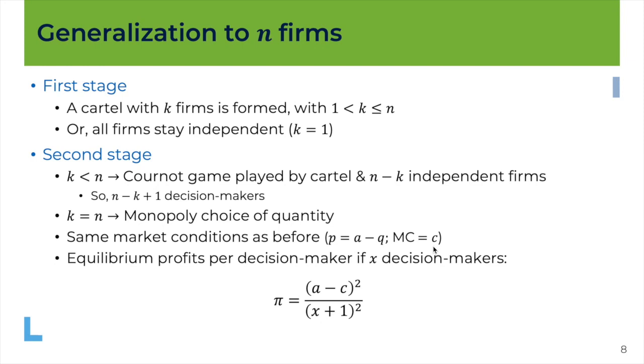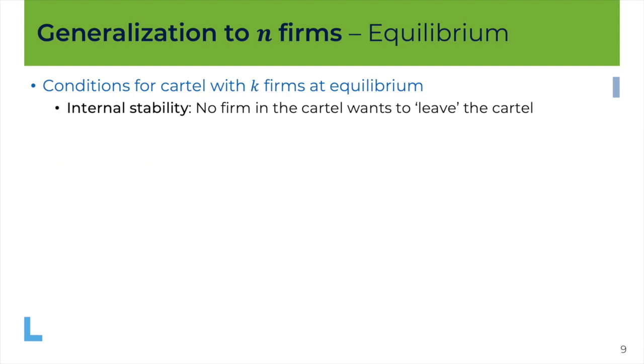identical for all firms, and I let you check that if there are X decision makers on the market, each decision maker makes a profit of (A minus C) squared divided by (X plus 1) squared. Okay, so this is something we explained at the very start of the course when we discussed quantity competition. You can go back to your notes or to the slides or screencast to this week if you want to check that. Okay. Now, what is the condition?